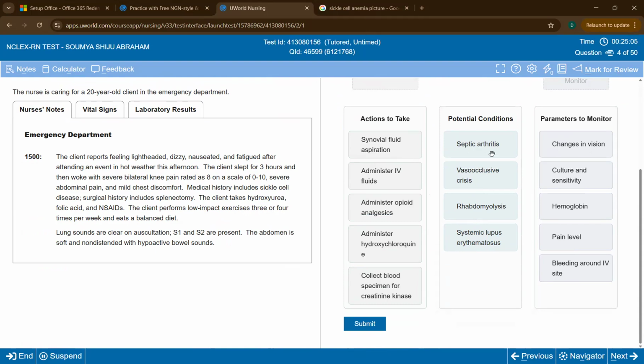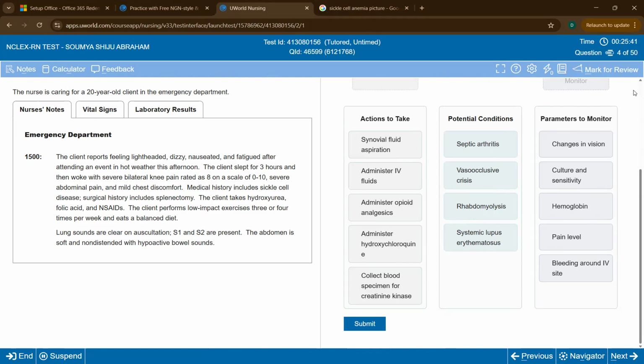Has anything been mentioned about septic arthritis? No. Nothing has been mentioned about rhabdomyolysis also, and nothing has been mentioned about SLE. The only thing mentioned is that the client is a known case of sickle cell anemia, and after exposure to a hot weather event, the client is experiencing dizziness, nausea and fatigue. That means the client was exposed to a triggering factor, hot weather. After that the crisis started to develop.